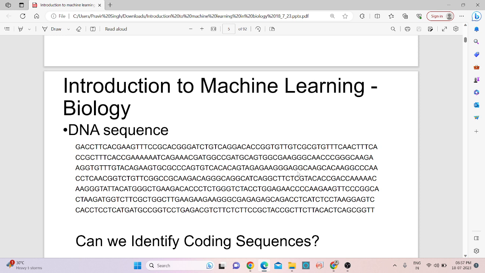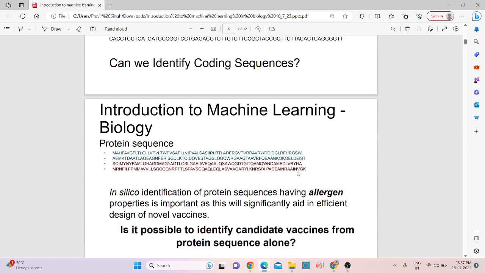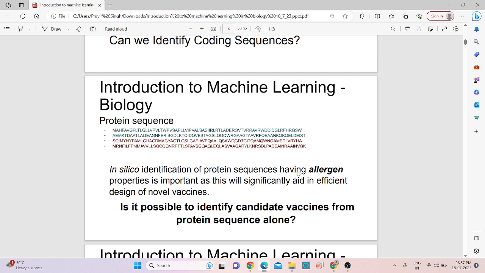So given a set of DNA sequences, is it possible to identify? Machine learning makes it possible by using different algorithms. Given a set of protein sequences, can we identify sequences which are allergenic and sequences which are not allergy causing? It is possible to employ machine learning algorithms, given a large set of sequences, to identify different functionalities.